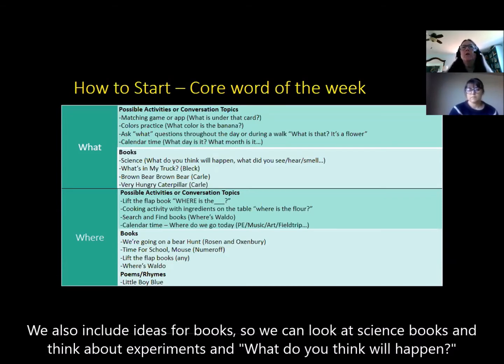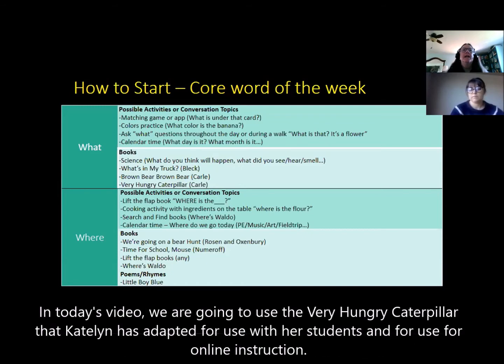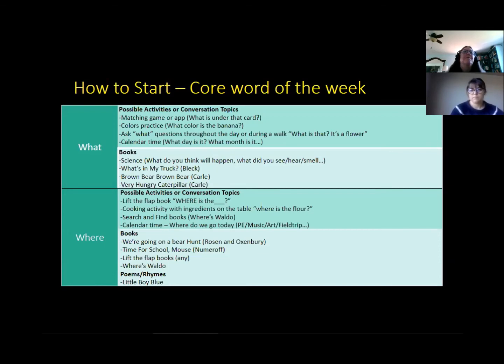We also include ideas for books. So we can look at science books and think about experiments and what do you think will happen? Or we can use literature and read stories that include the word what over and over again so that you can model it multiple times. In today's video, we are going to use the Very Hungry Caterpillar that Caitlin has adapted for use with her students and for use for online instruction.